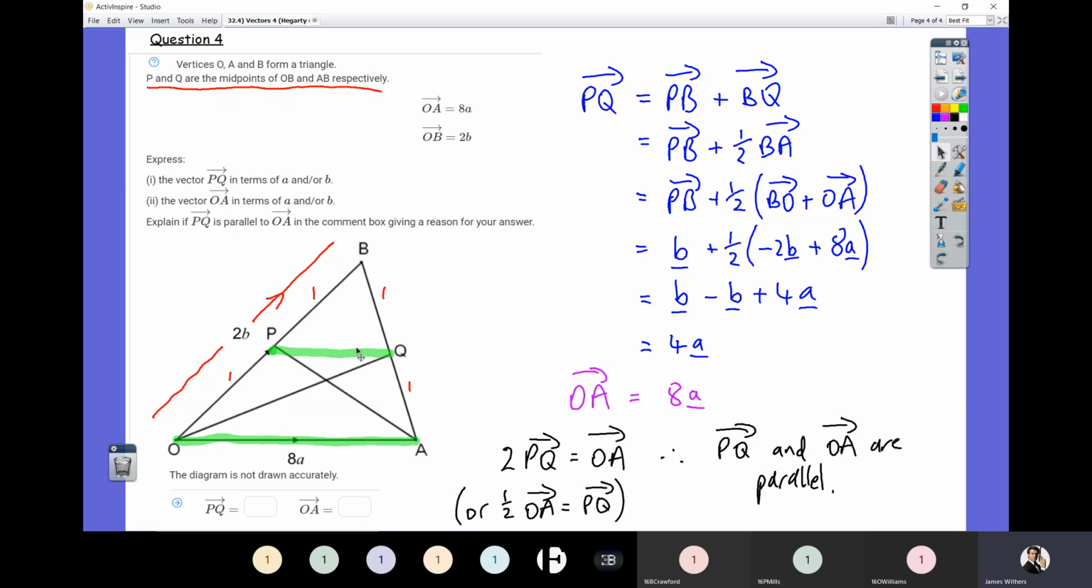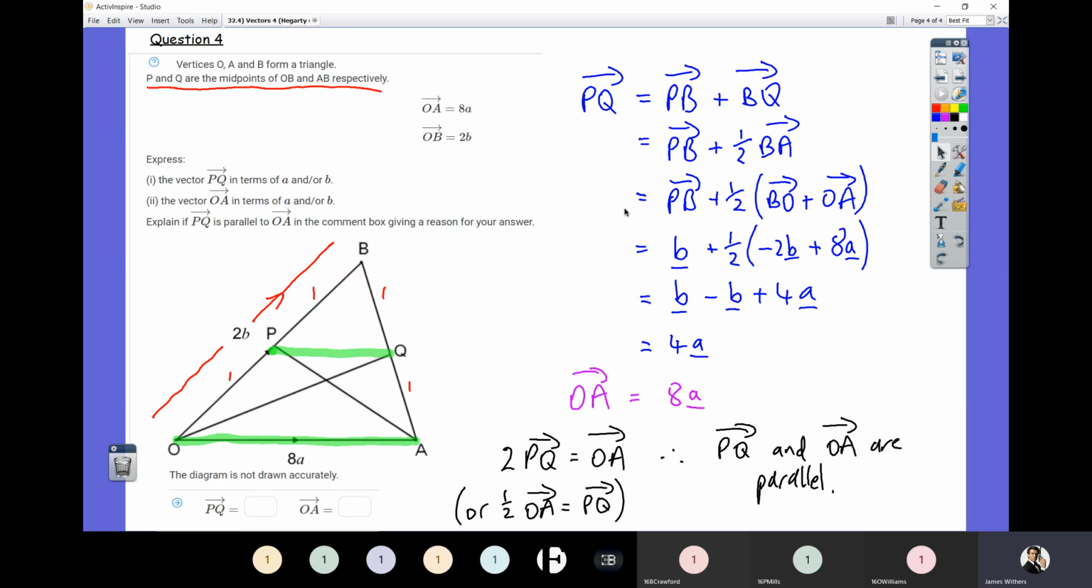To get from P to Q, I'm going to go P to B and B to Q. Boom, boom. So what is BQ? Well, BQ is half of BA. Put that Q as a midpoint. Now, can I move over to my alternative format? I can nearly, but I'm just going to rewrite BA. How do I get from B to A? I go B to O and O to A. So I've just put in this extra line of workings. And can I go to alternative little a, little b format?